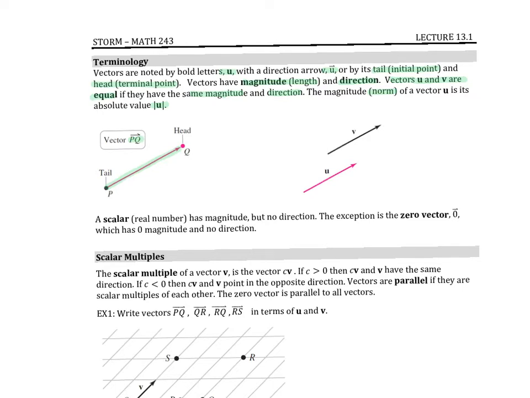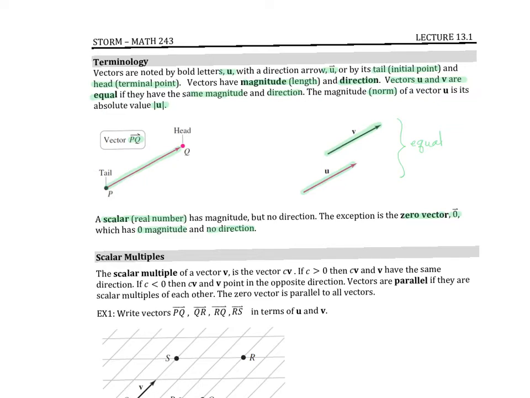In this second diagram, we can see two vectors. We have a vector u and we have a vector v. And these vectors are equal because they're going in the same direction and they have the same magnitude. Now when we talk about a scalar, we just mean a real number. So scalars have magnitude, but they do not have direction. The exception to our vectors would be the zero vector, which would be the zero with the arrow over it. The zero vector has a zero magnitude and it has no direction.